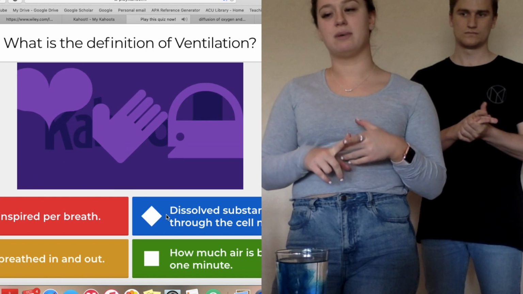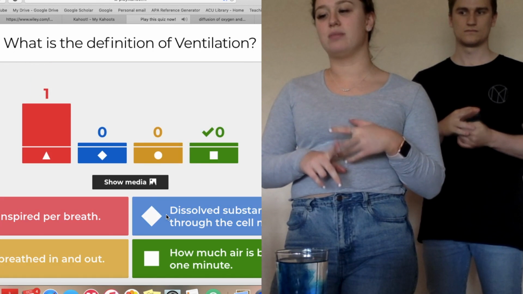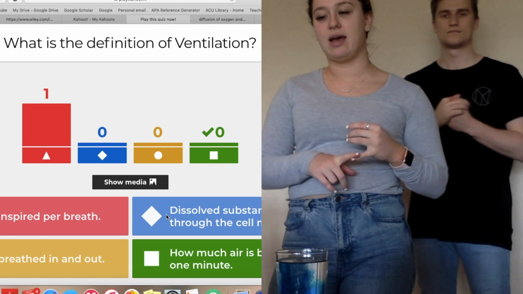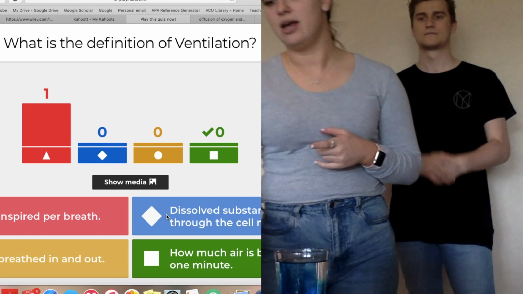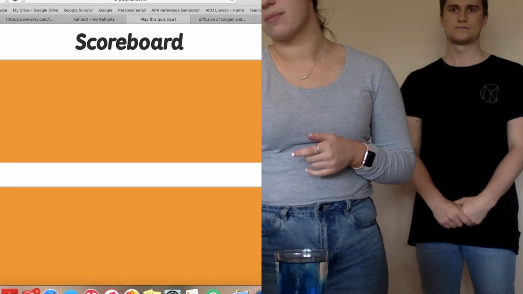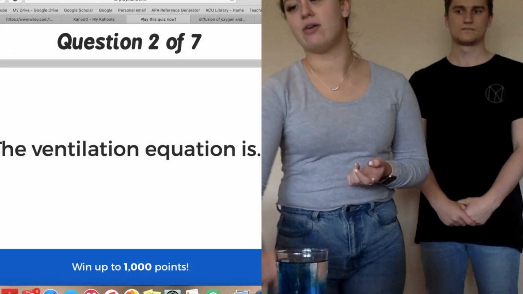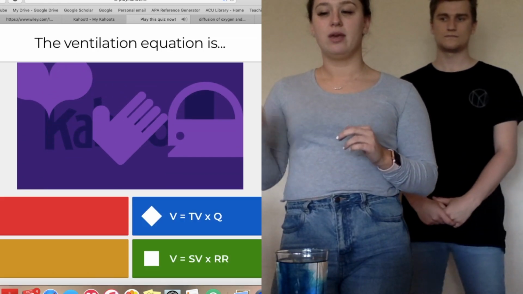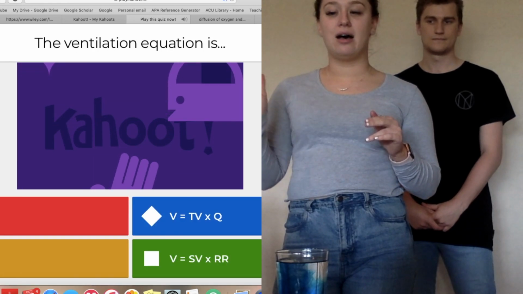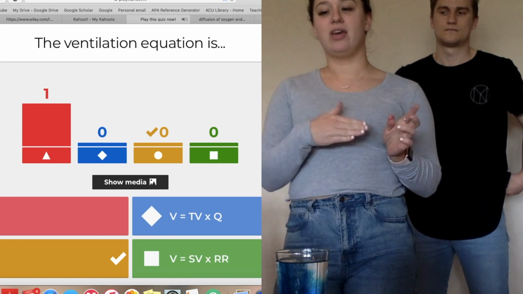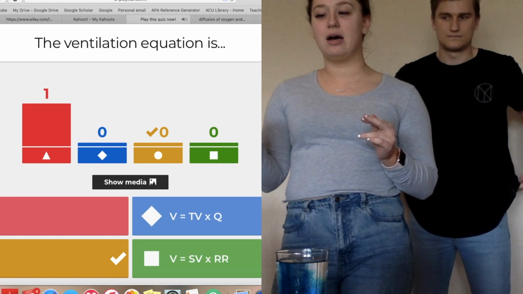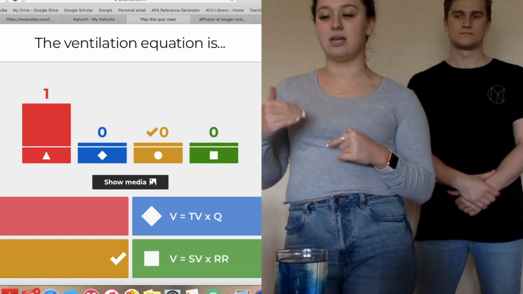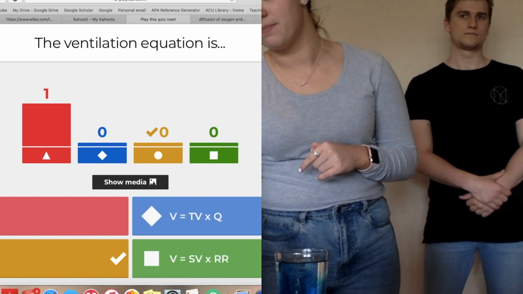How much air is inspired per breath? Dissolved substances have to pass through the cell membrane. How much air is breathed in and out, and how much air is breathed in and out in 1 minute. Then we have the ventilation equation, and we put it in letter form. So it's V equals TV times RR, V equals TV times Q, and V equals SB times RR.